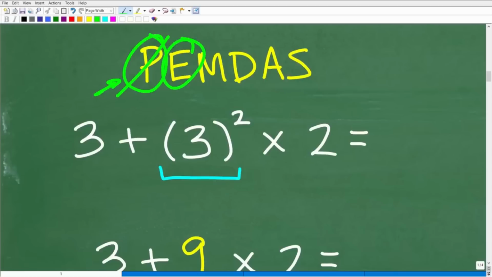And now we're going to ask ourselves, are there any powers? Okay. Indeed, we have a power right here. This is 3 to the second power. So that's what we're going to do next. Okay. Now, if there were other powers in the problem, you would also take care of those situations at this step. So 3 squared is what? Well, hopefully you have a good understanding of basic powers. 3 squared means 3 times 3, which of course is 9.